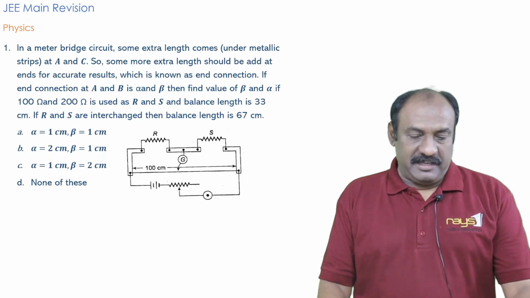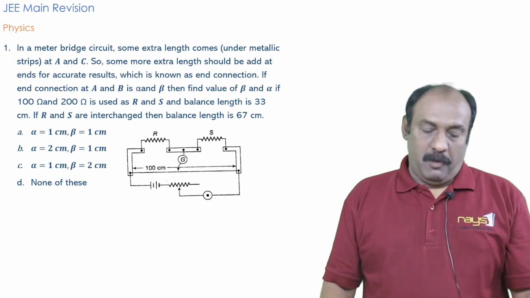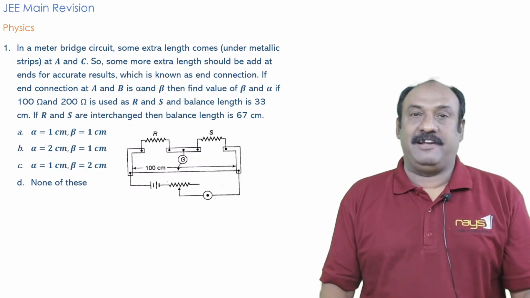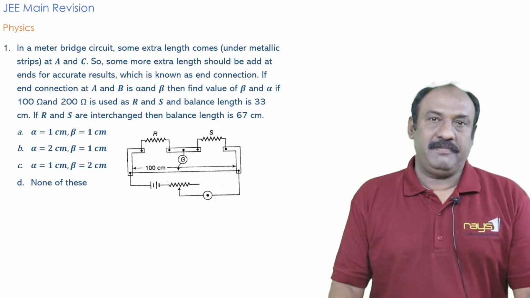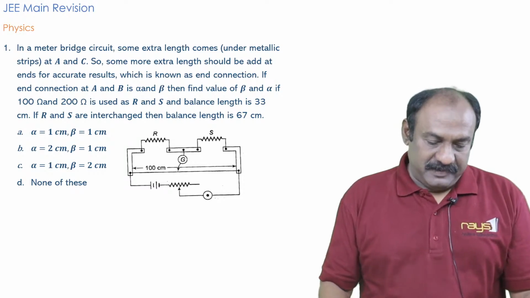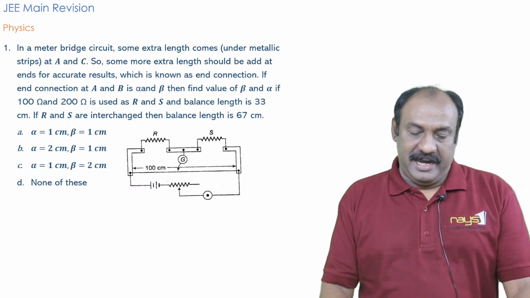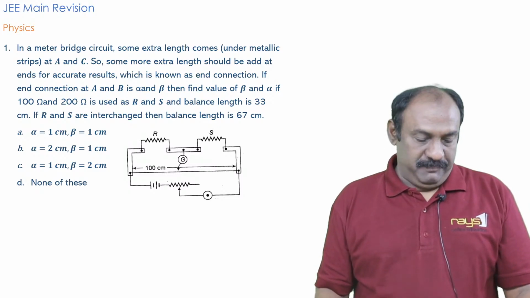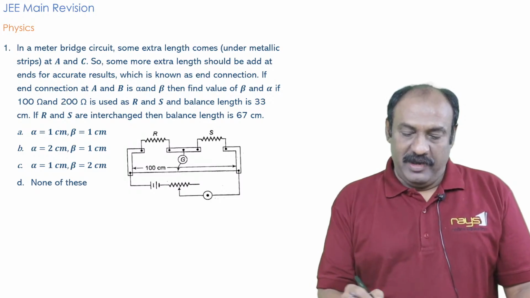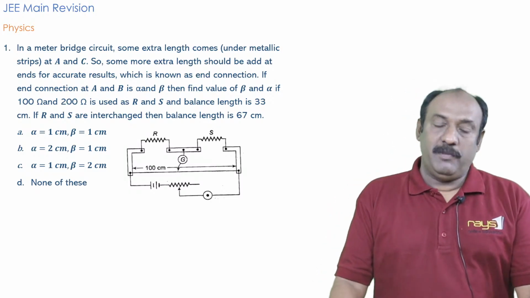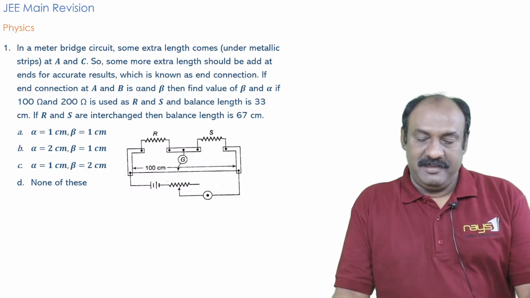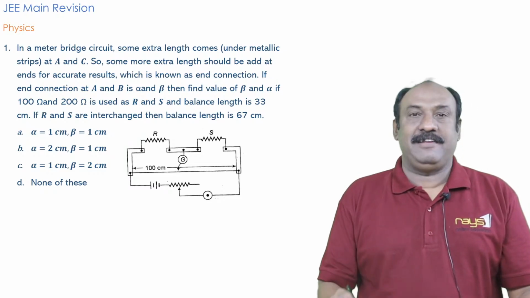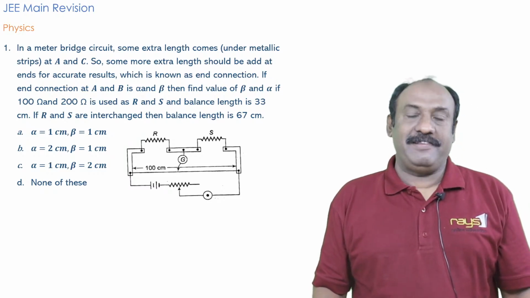In a meter bridge circuit, some extra lengths come at points A and C, so some more extra lengths should be added at the ends for accurate results, which is known as end correction. If the end corrections at A and B are alpha and beta, then find the value of beta and alpha. If 100 ohm and 200 ohm are used as R and S, the balancing length is 33 centimeters. If R and S are interchanged, the balancing length is given as 67 centimeters.